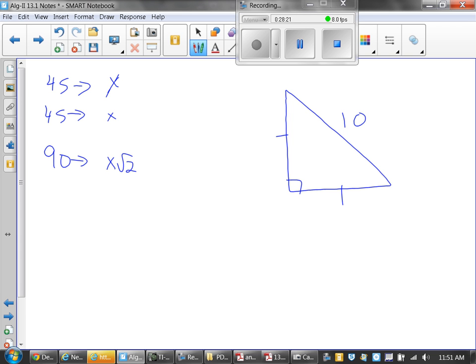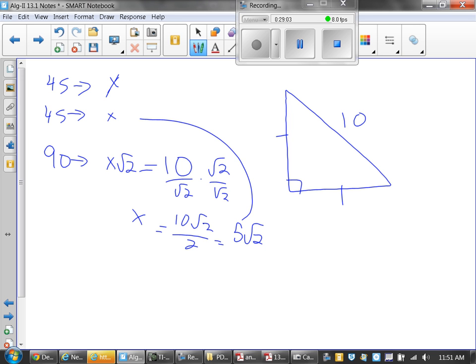Every single one of these types of problems is the same. It's just a matter of which one you know. I know, for example, here across from the 90 is 10. So I have a one-step algebra problem to solve. X is going to equal 10 divided by the square root of 2. That means you have to remember how to simplify that. Do you remember what the shortcut was? We'd have to rationalize. When I rationalize it, I get root 2 over root 2. So I get 10 root 2 over 2, which is 5 root 2, and that's equal to my value of x.